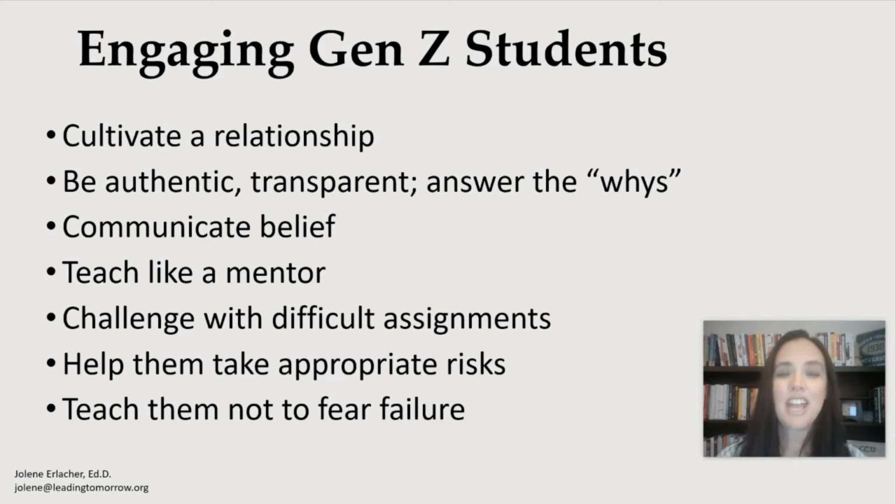Don't be afraid to challenge students with difficult assignments, and in doing so, communicate belief. Often students today are afraid of failure. So some of the things that we can do is encourage students to try something that's difficult. Create a space where they have some freedom to fail and to learn and to grow, and communicate that you believe in them and you're going to coach them and help them think through. You're going to mentor them in what that experience has taught them and how they can grow and how that's going to help them in the future.